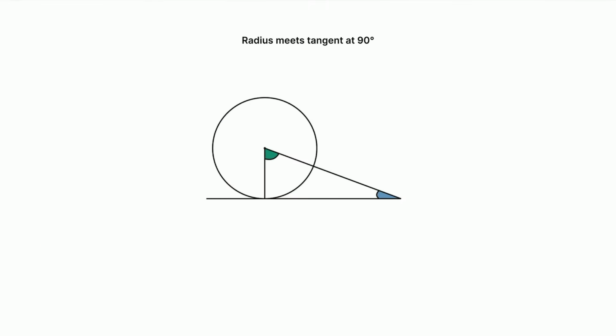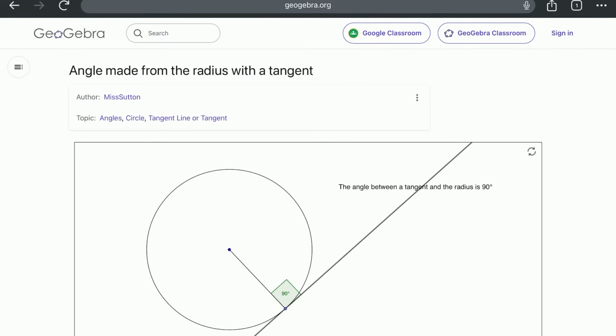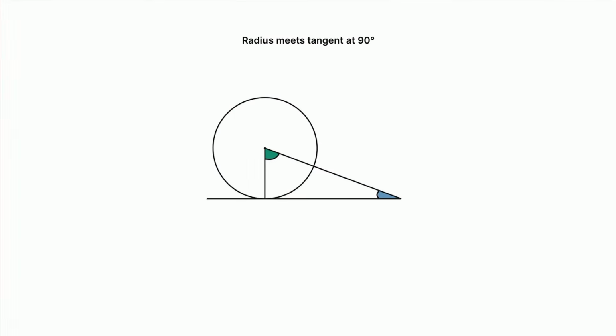So radius meets the tangent at 90 degrees. So whenever there's a tangent that touches the radius, it's always at 90 degrees. Again, just to show that in action as well. You can see that here, regardless of how I move this radius, whenever it meets the tangent, whether it's down here, up there, or up here, it's always at 90 degrees.